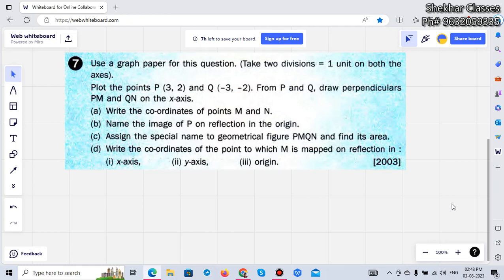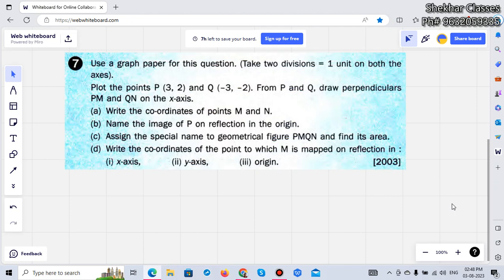Use graph paper for this question. Take 2 divisions as 1 unit on both the axes, the x and y axis. Plot the point P (3, 2) and Q (-3, -2), and then from P and Q draw perpendiculars.